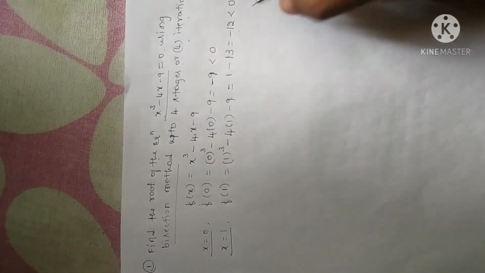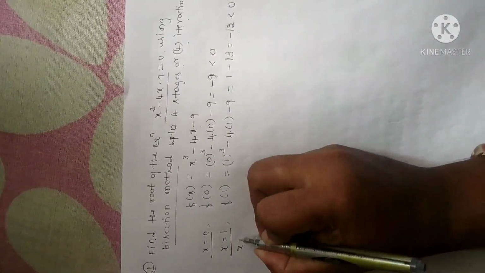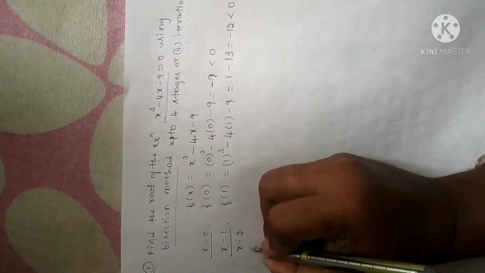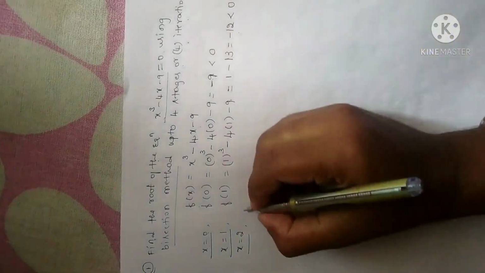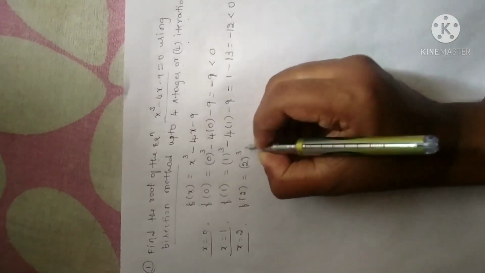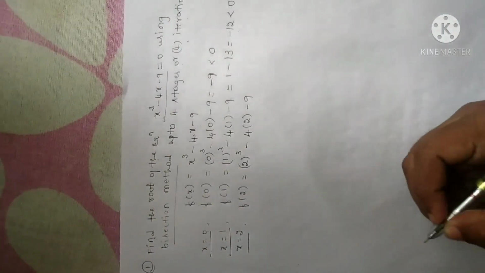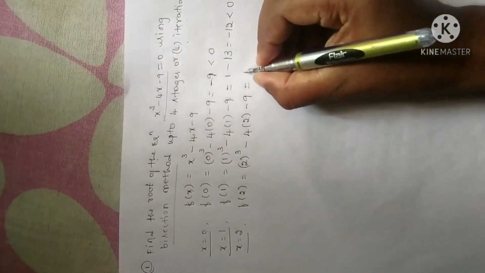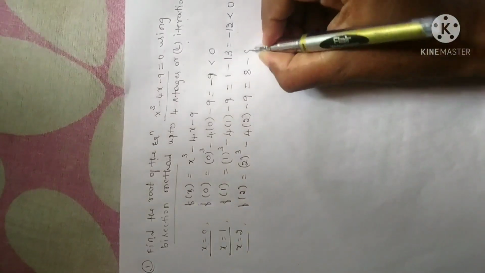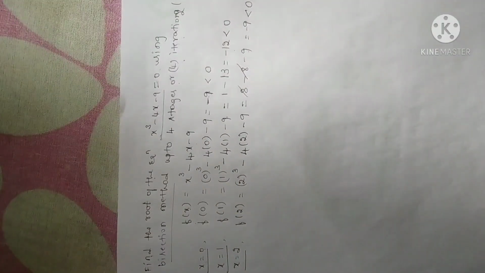But what we are interested in is to find the positive value. So let me go for another value. Fine, x is equal to 2. So if you give x is equal to 2, f of 2 will be: replace x with 2. So you will get 2 cube minus 4 into 2 minus 9. After simplification, 2 cube is 8, minus 4 twos are 8, minus 9, plus 8 minus 8 cancels. You will get minus 9. Again it is negative, so less than 0. But we need a positive value.